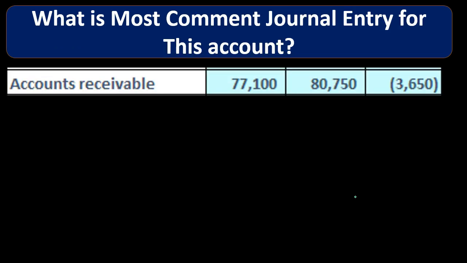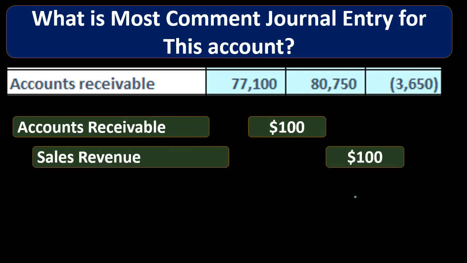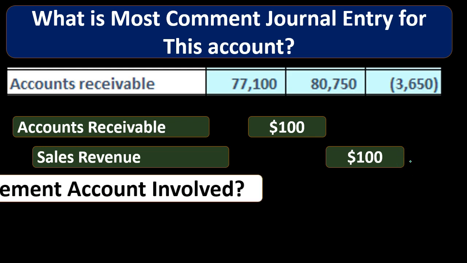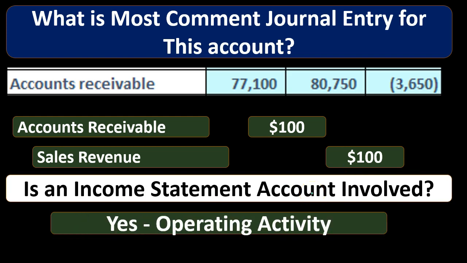And if we think about that, then we can think, well, what's the normal journal entry related to accounts receivable? We're going to have a debit to accounts receivable and a credit to sales. That's going to be our normal journal entry that we'll have related to accounts receivable. And we can see there that sales is an income statement account. So we know that is an income statement account involved? We're going to say yes, therefore it's an operating activity.